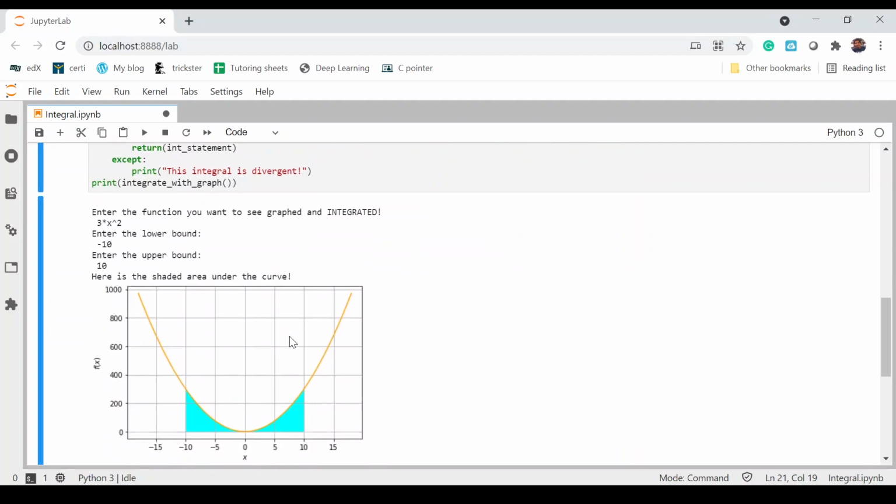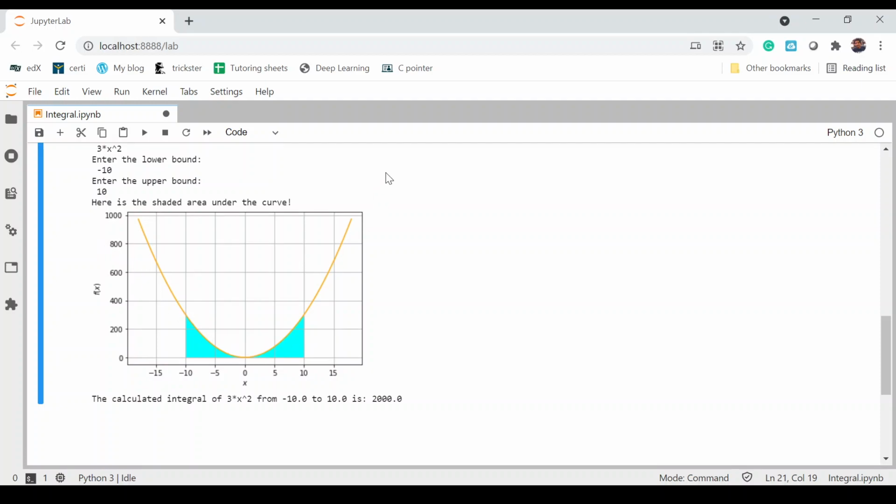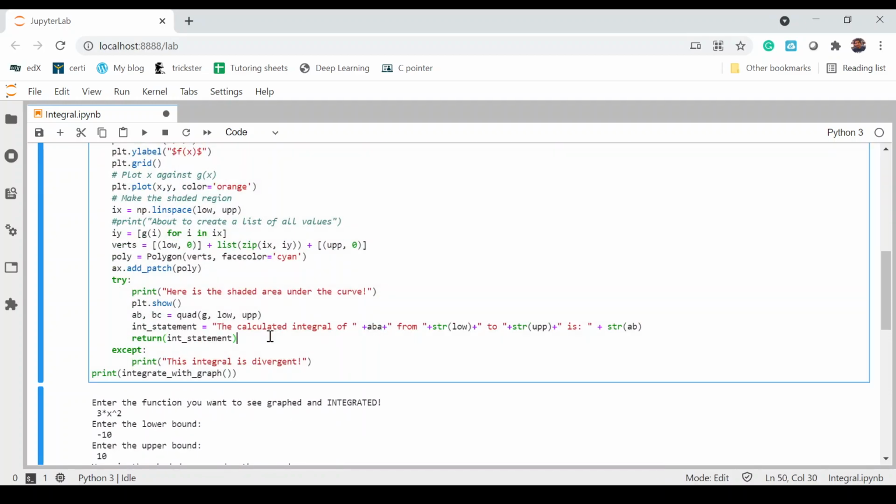Now the shaded area under the curve: you see the 3x squared plotted as a parabola, and it's shaded the area from negative 10 to 0 and 0 to 10. And the calculated integral is 2,000. Bang, this works. But does this only work for such functions?